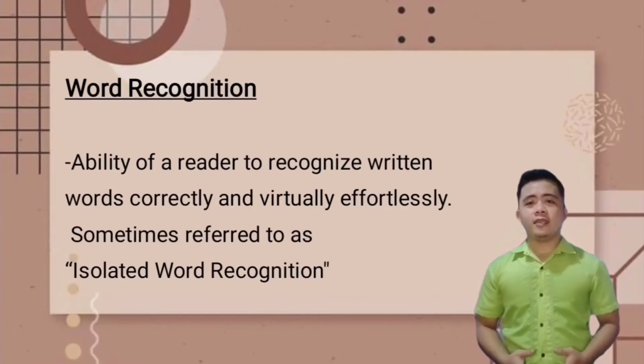Then the last is word recognition. It is the ability of a reader to recognize written words correctly and virtually effortlessly. Sometimes it is referred to as isolated word recognition. So this topic deals with correcting and identifying the disabilities of the eyes of the learners in word recognition.